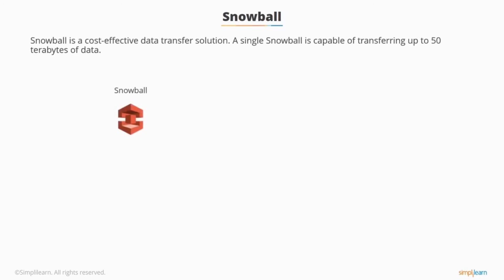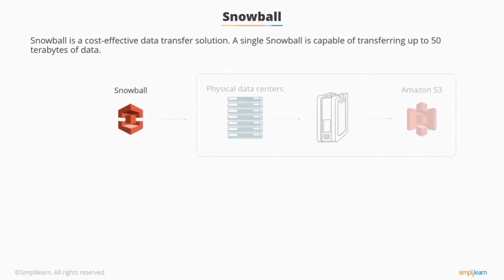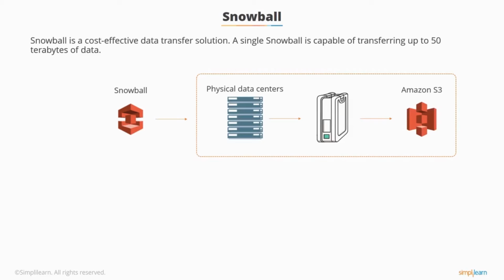The Snowball is a cost-effective data transfer solution. It uses physically rugged appliances, which are protected by the AWS Key Management Services, AWS KMS, to transfer petabytes of data from your physical data centers to Amazon S3. A single Snowball is capable of transferring up to 50 terabytes of data. This data transfer solution addresses challenges of high network costs, unending transfer queues, and most importantly, data security. According to statistics, transferring large amounts of data using Snowball is 5 times cheaper than using a high-speed internet connection.